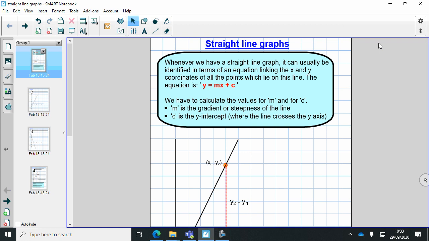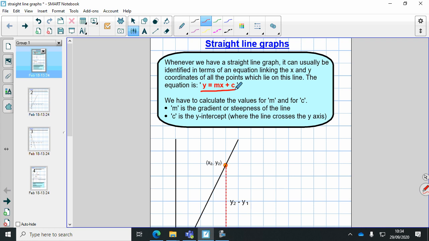So, whenever we have a straight line graph, it can usually be identified in terms of an equation linking the x and y coordinates of all the points which lie on the line. This equation, which you may already know, is y equals mx plus c. You need to remember that equation.